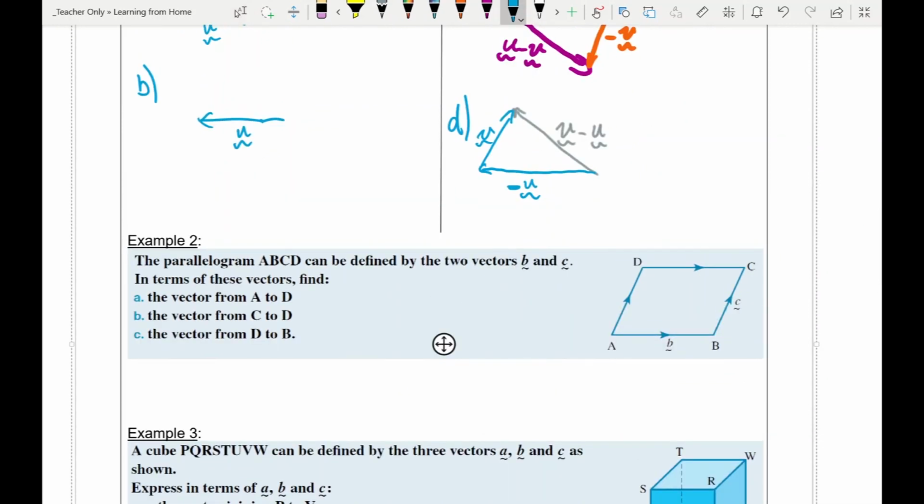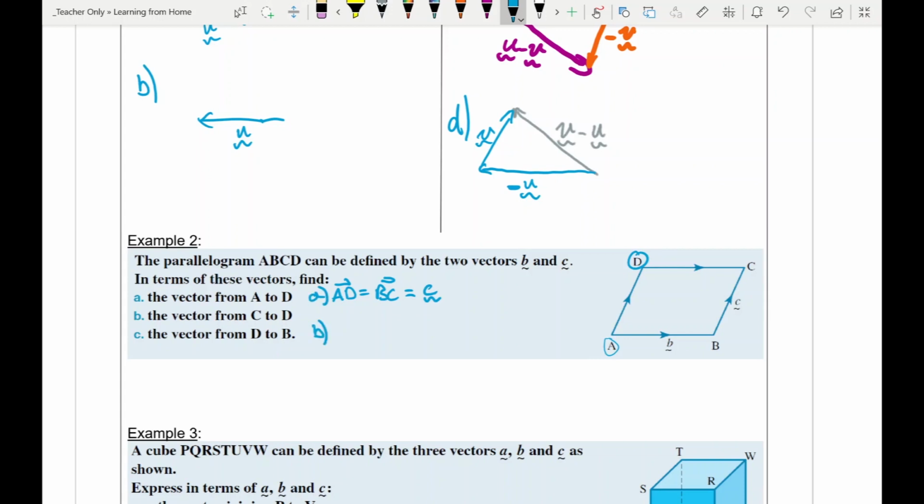Okay, example 2 asks us, the parallelogram A, B, C, D can be defined by the two vectors B and C. In terms of these vectors, find the vector from A to D. So if we're traveling from the point A up to the point D, we are traveling through the vector that is equal to the vector C. So even though that vector C is over on the right here, the displacement that we're doing, the path that we're taking is exactly the same as the path we'd take if we were going from B to C. So we can say A to D is equal to B to C, which is equal to vector C. So that's our answer for part A.